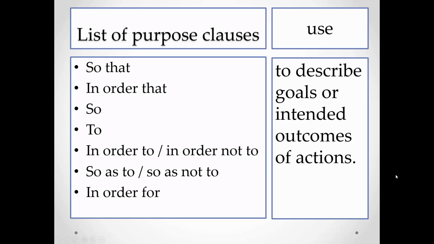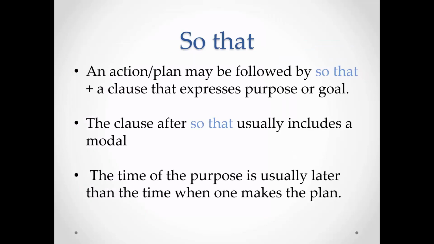First of all, here's the list of the purpose clauses. We have 7 purpose clauses, which are so that, in order that, so, to, in order to, or in order not to, so as to, so, or so as not to, and in order for. The use of those purpose clauses is to describe goals or intended outcomes of actions.